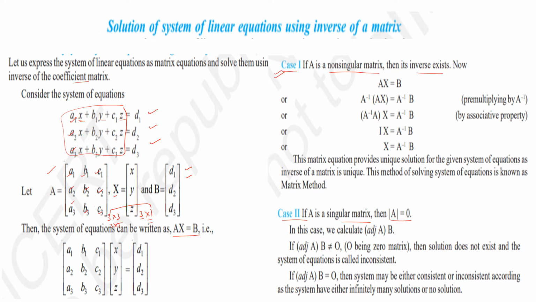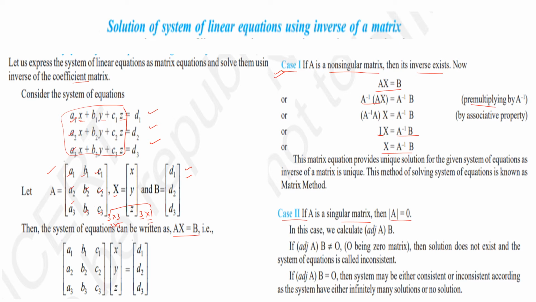If A is non-singular matrix, the system can be written as AX equal to B. Now pre-multiplying both sides by A inverse, we get A inverse into AX is equal to A inverse into B. Now this A inverse A will follow the associative law, and A inverse A is equal to I. So it becomes IX, and this is same as A inverse B. And IX is equal to X is equal to A inverse B.